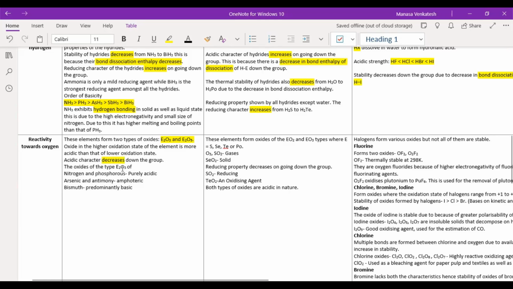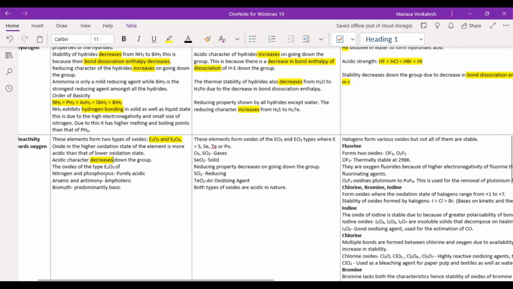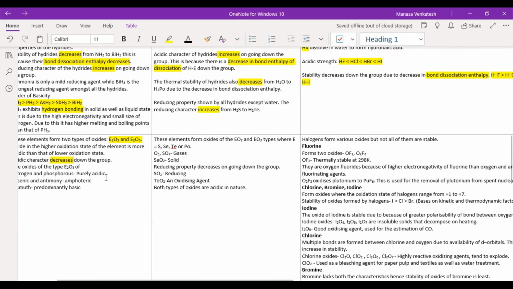So the oxides E2O3 of nitrogen and phosphorus are purely acidic in nature. In case of arsenic and antimony, they're amphoteric, and bismuth is predominantly basic. So acidic character decreases as we go down the group. Next, in case of the oxygen family, they form EO2 and EO3 oxides. So E can be sulfur, selenium, tellurium, and polonium. Notice we're not including oxygen in this case, because oxygen forms only O3, that is ozone.